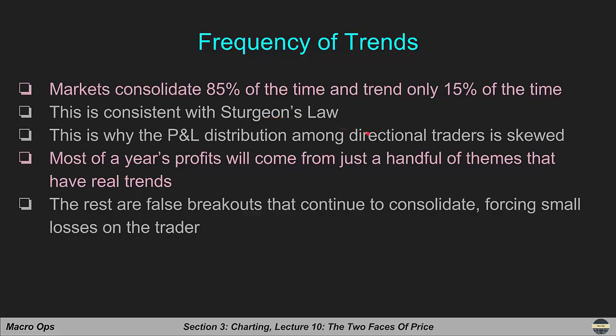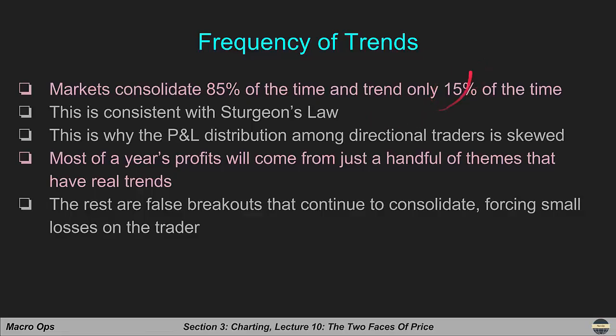So another thing to keep in mind, and a good rule of thumb, is that markets for the most part do consolidate. They are in equilibrium. They're just bouncing back and forth, frustrating you around 85% of the time. And they're going to only trend about 15% of the time. And these numbers might even be more skewed depending on the year. So this is also consistent with our Sturgeon's Law concept again, where 90% of everything is crap in the markets. And most of that crap's consolidation and noise and price just bopping back and forth and doing nothing.